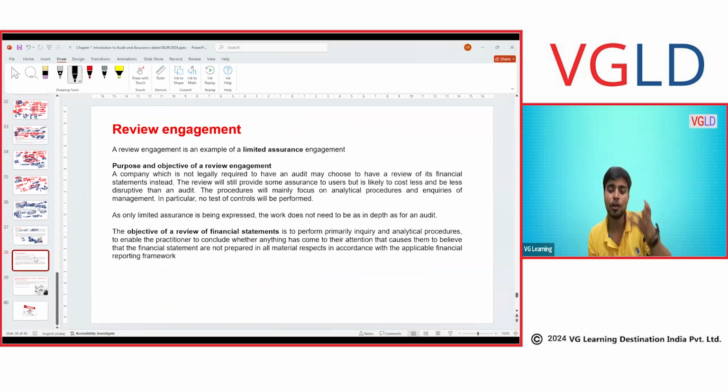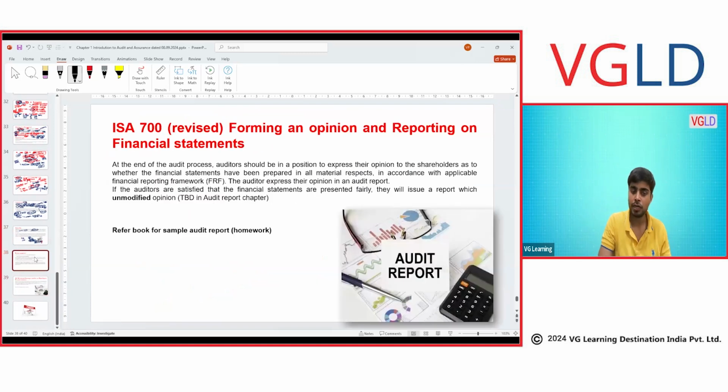We will review any process, any control, any cash flow forecast to see whether they are reporting correctly or not. Basically, to see whether there is any mistake or not, particularly. So that's why it's a limited assurance. So read them and let me know if you don't get anything.